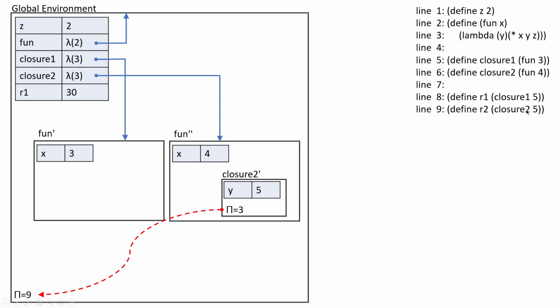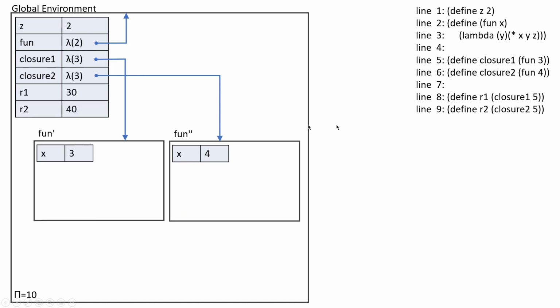So with closure 2, we get the value 5, so y is bound to 5. We get times x, y, z. y is local. x is found in the enclosing scope and now has the value 4. And z is still the global variable, which has the value 2. So we get 5 times 2 times 4, which gives us 40. All of that gets computed inside this scope here, returned to line 9, and bound to R2.